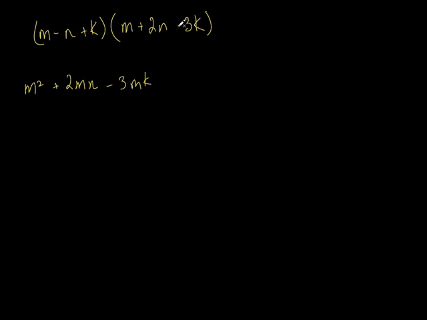So let's do the negative n, multiply that through everything. So negative n now times this. So that would be negative mn. This would be negative 2n squared, and this would be positive 3nk. Alright, so that's the second one.